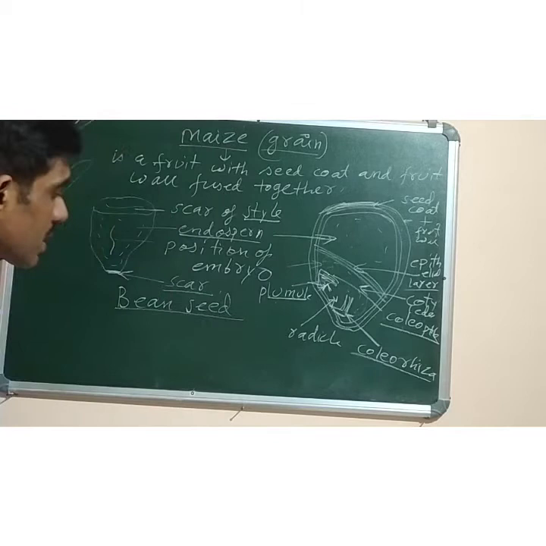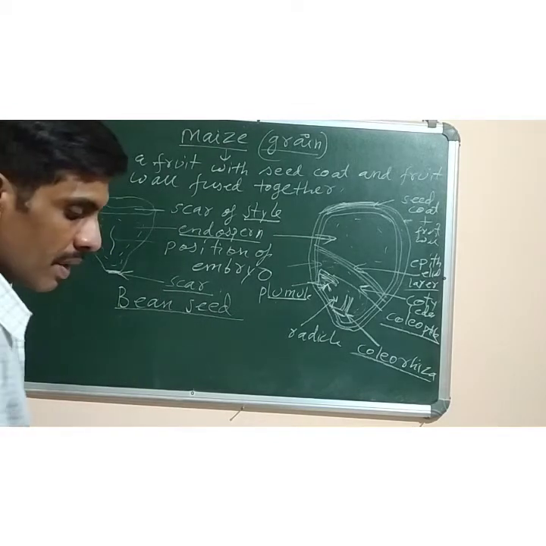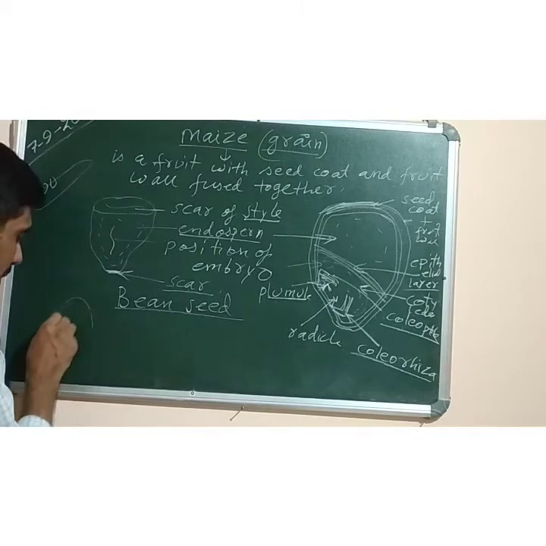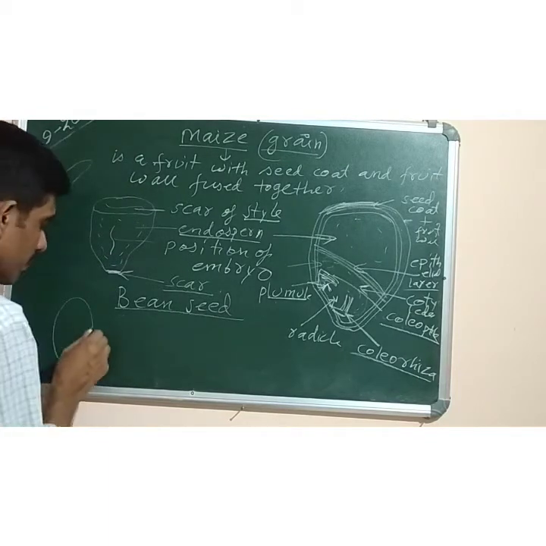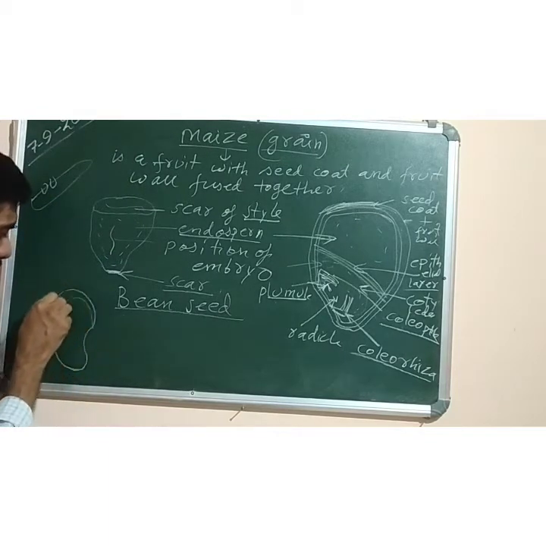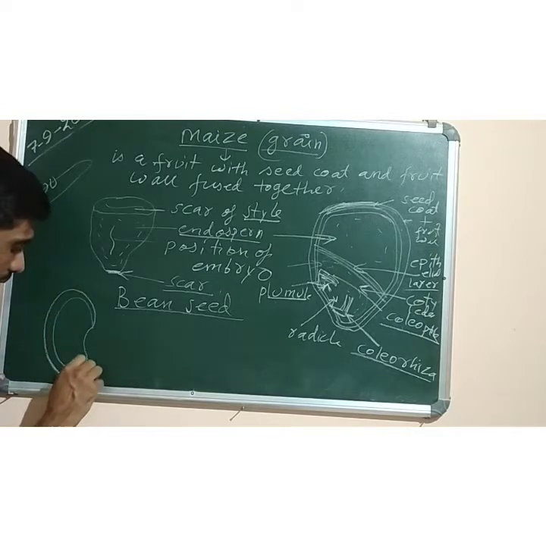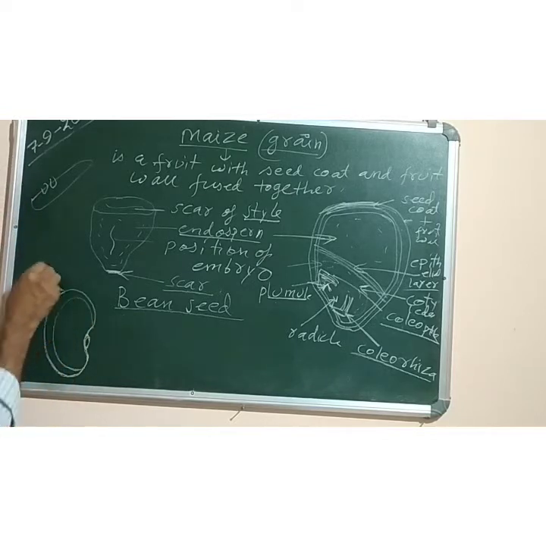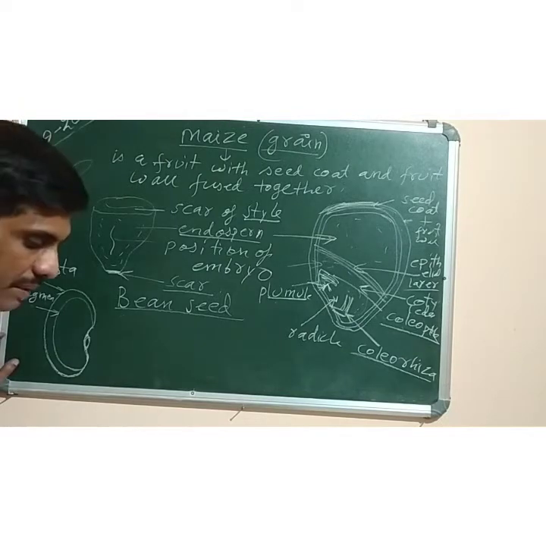Number one, it consists of seed coat, and it is made up of two distinct layers, that is testa and tegmen. So if I draw a bean seed here, this outermost layer which I will draw is known as testa, and the inner layer is called tegmen. Alright? So this outer layer is called testa, this inner layer is called tegmen. These are the two layers of this bean seed coat.